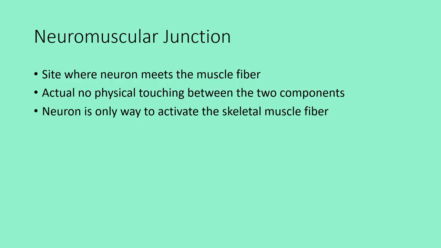The neuromuscular junction, this is the area where the neuron meets the muscle fiber. They are very close to each other, but there's actually no physical touching between these two players, if you will. The nerve and the muscle, they come right up next to each other, but they do not physically touch each other. This is the only way that you can activate or stimulate a skeletal muscle fiber is by the neural stimulation. The nerve has to send an impulse to it. If it doesn't, the muscle's just going to sit there.